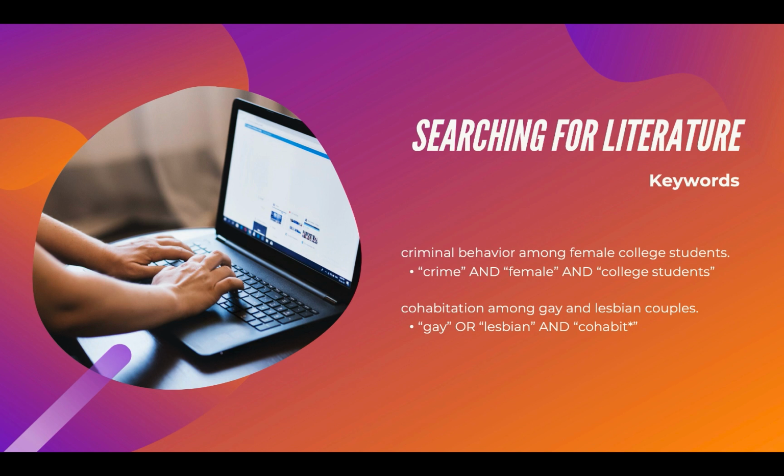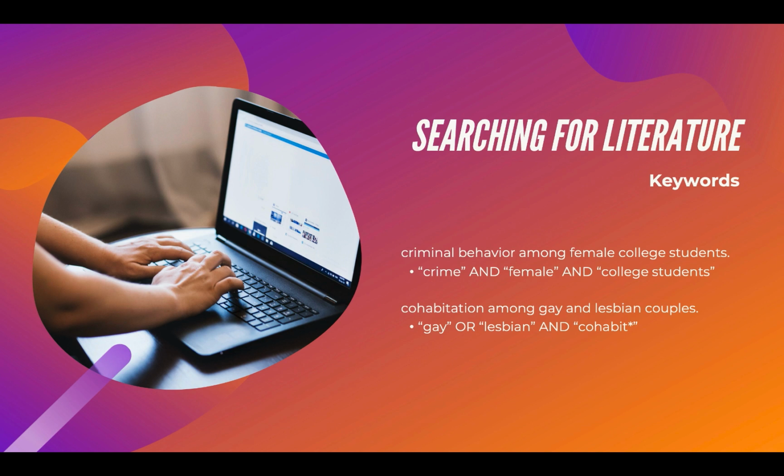We can take an alternative to that. We can say, instead of saying crime and female and college students, we could say crime or female or college students. We can see by replacing "and" with "or," we're going to get a larger set of articles. What's going to happen is it'll find the articles that just talk about crime, and it's going to find articles that say the word "female" but also talk about a bunch of other things. And it's going to find articles that mention college students but also talk about other things. So it's not really looking at the relationship between crime and sex and being a college student. It's looking at these various keywords in isolation. That's going to give you a lot more articles.